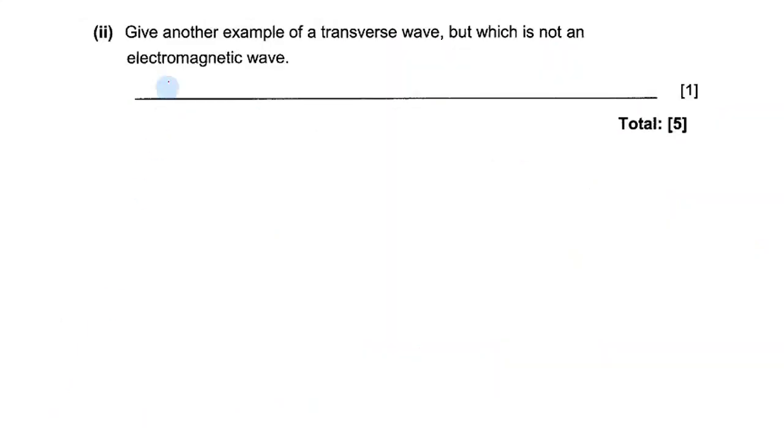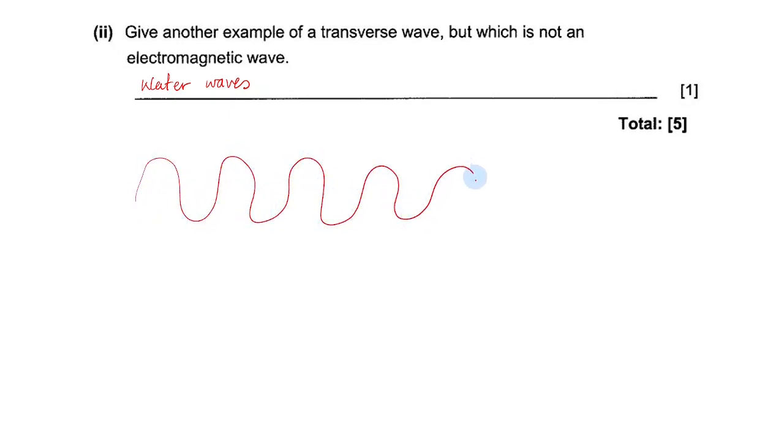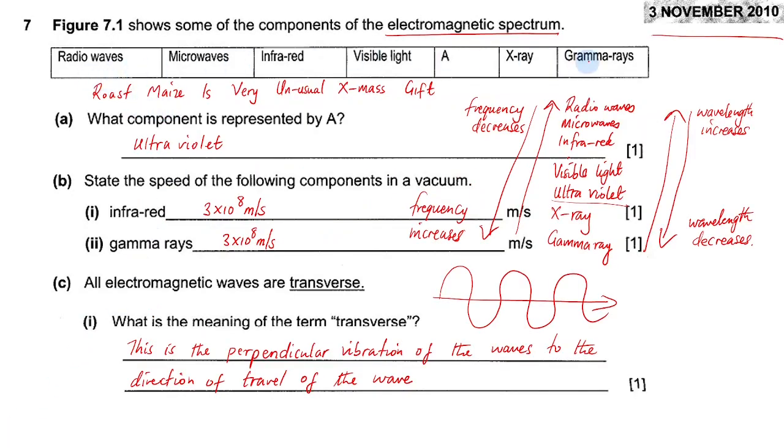Then we move. They're saying give another example of a transverse wave, but which is not an electromagnetic wave. So an example of a transverse wave which is not an electromagnetic wave is what we call water waves. Water waves, like those that go like this, are transverse in nature. But water waves themselves are not electromagnetic waves, because on the electromagnetic wave spectrum, water waves are not there.